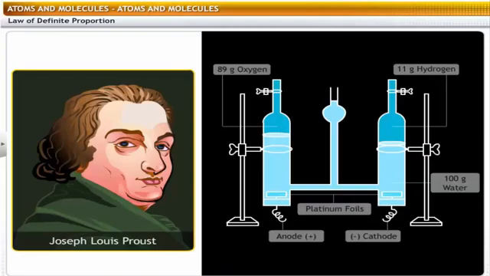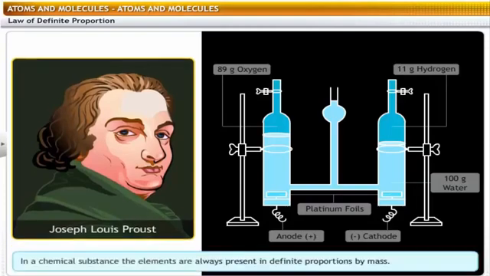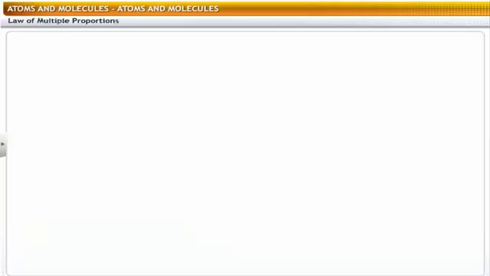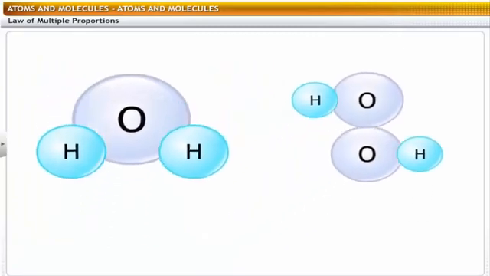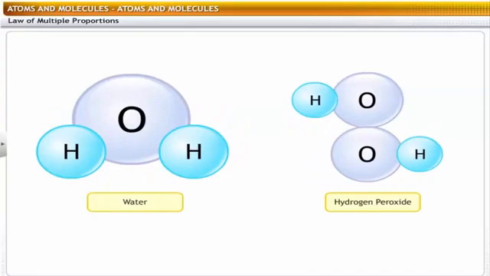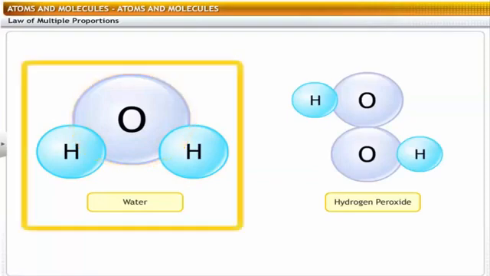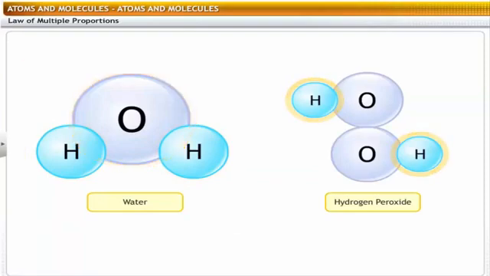So, the law of definite proportions can be defined as: in a chemical substance, the elements are always present in definite proportions by mass. Hydrogen and oxygen can combine in different proportions to form different compounds like water and hydrogen peroxide. 2 parts of hydrogen combine with 1 part of oxygen to form water, and 2 parts of hydrogen combine with 2 parts of oxygen to form hydrogen peroxide.